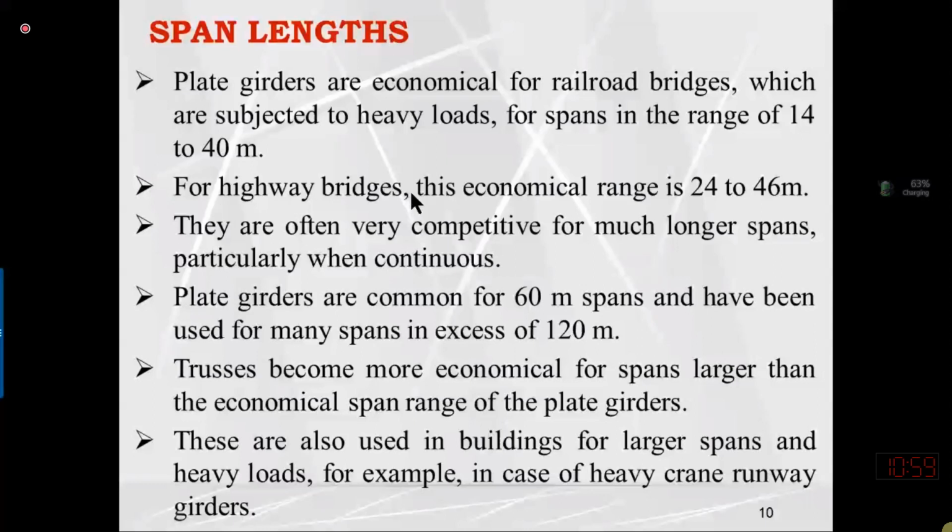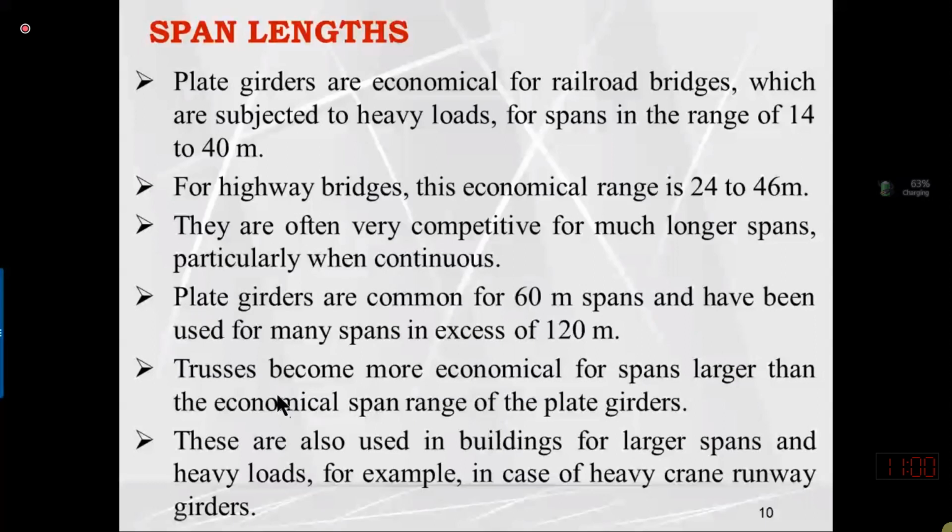And for highway bridges, if the span is more than 24 meters, then we also go for the plate girder for economic consideration. They are often very competitive for longer spans, particularly if the spans are continuous, because if we are having a continuous span, the bending moment is reduced. In a continuous beam, the maximum bending moment is wL square by 12, sorry, not 24. In the simply supported case, the moment will be wL square by 8.